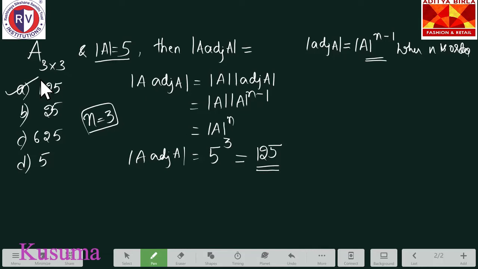So this is all about the matrices and determinants. We have covered almost all kinds of questions. Now we will move on to integrations.